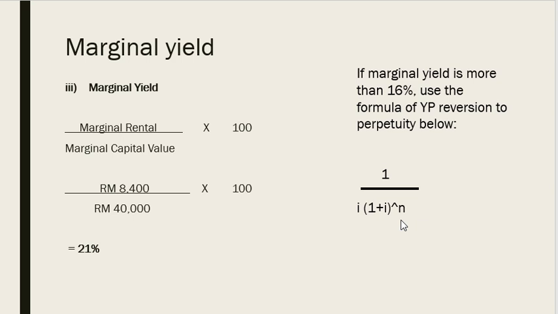Remember, if the marginal yield is more than 16%, we need to use this formula to proceed with the valuation. If, however, you find that the marginal yield is like 12% or 11%, please don't waste time by using the formula. Instead, you can just straight away use your Parry's valuation table and get the answer. That would save a lot of time. But since the marginal yield here is more than 16%, we need to use this formula.